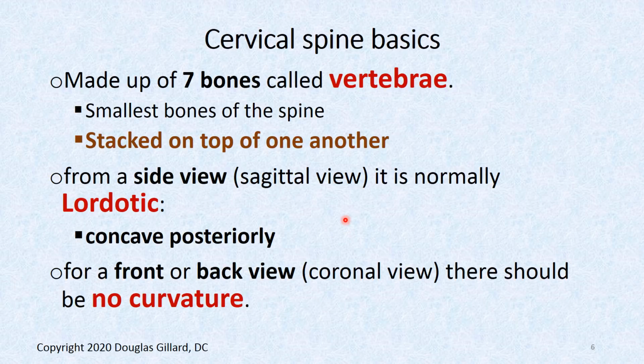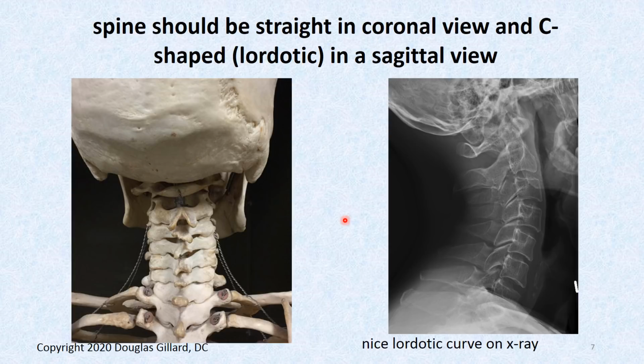If you look straight from the front or the back at someone's cervical spine, just like the thoracic and lumbar, it should be straight. It shouldn't be bent off to the side. So here is a posterior to anterior view, you can see the back of someone's skull. And here is a very straight and normal looking cervical spine.